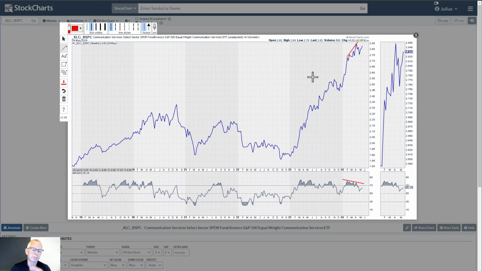Because don't forget, we're looking at a ratio here. So we're looking at cap-weighted communication services versus equal weight. Right now, this is screaming large cap, mega cap. If this executes together with that RSI divergence, we're moving out of the larger mega caps into the smaller second tier segment in the communication services sector.